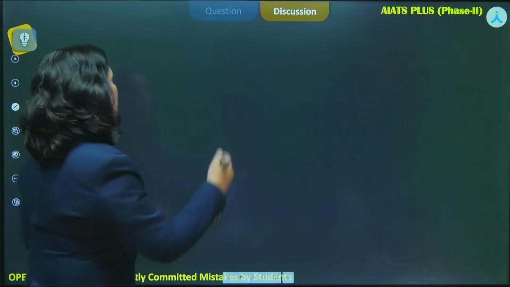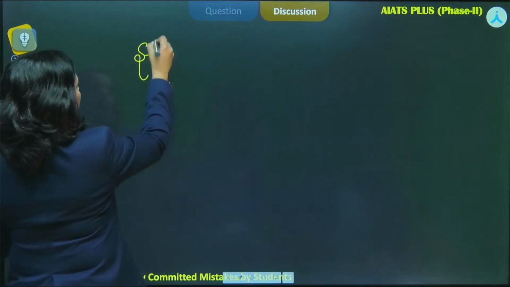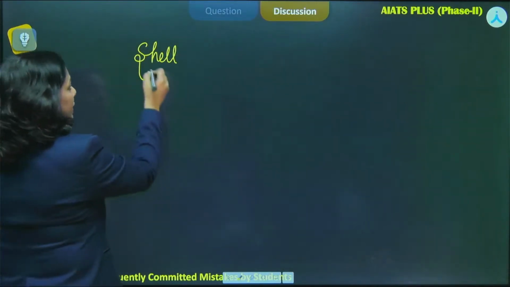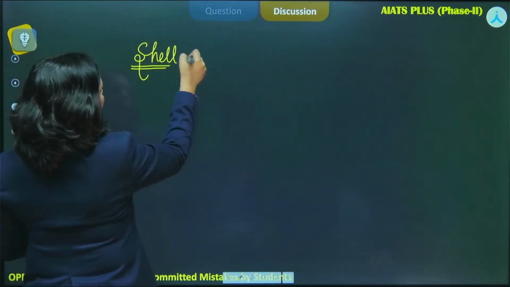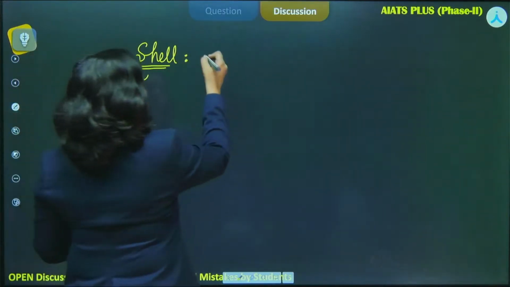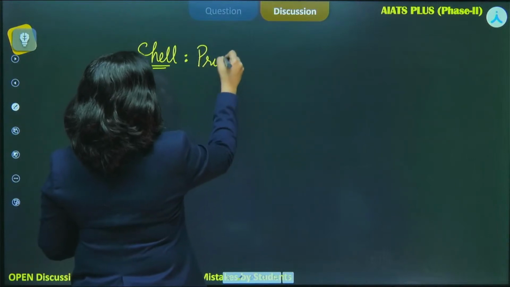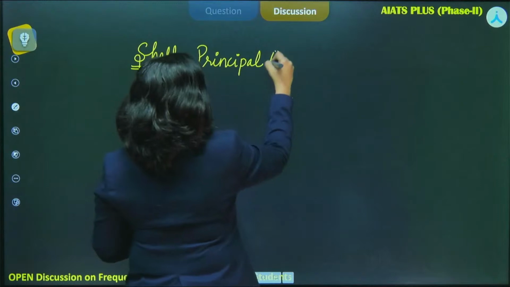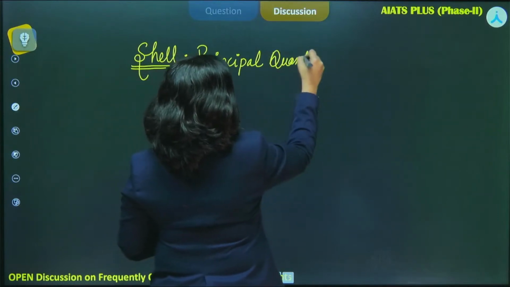How to apply them here? See, in an atom, the shell is there, right? And this is understood with the help of the principal quantum number, right?